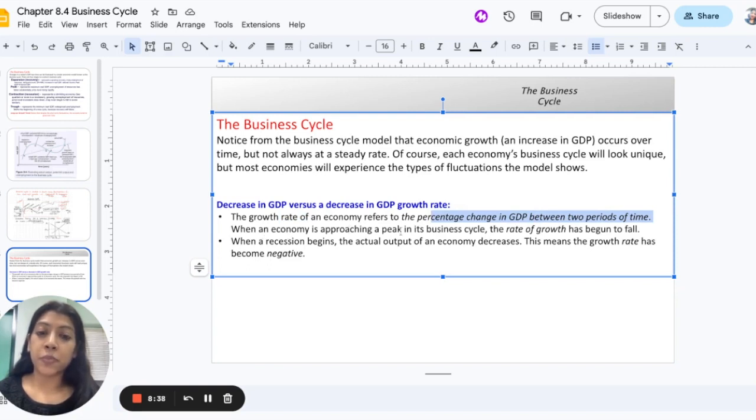When an economy is approaching a peak in its business cycle, then the rate of growth will begin to fall. When a recession begins, the actual output of an economy decreases. This means the growth rate has become negative. So there's a difference between the growth rate and actual decrease in GDP.